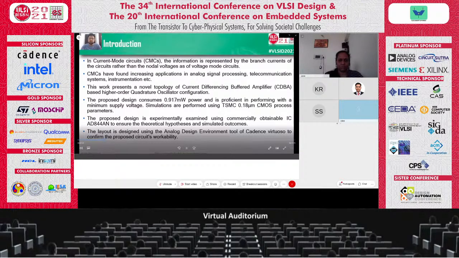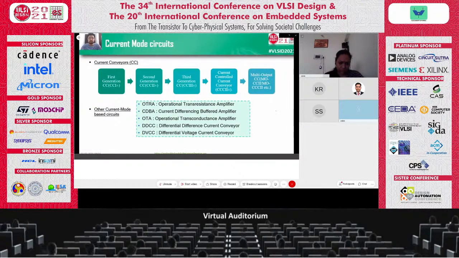The proposed design consumes 0.917 milliwatt power and is proficient in performing with a minimum supply voltage of 600 millivolt. The simulations are performed using TSMC 180 nanometer CMOS process parameters. The proposed design is also experimentally tested using the commercially accessible IC AD844. Additionally, the layout is designed using the analog design environment tool of Cadence Virtuoso to confirm the workability of the proposed configuration.